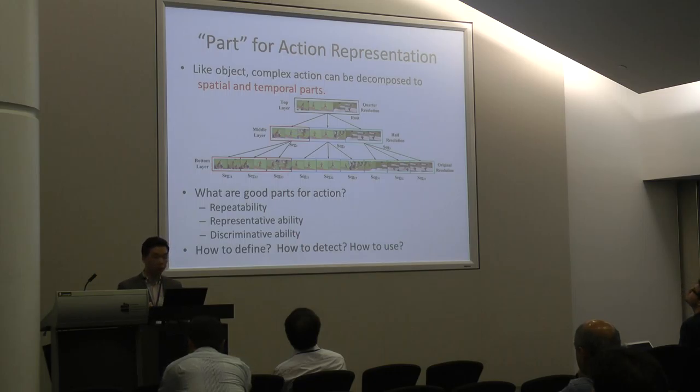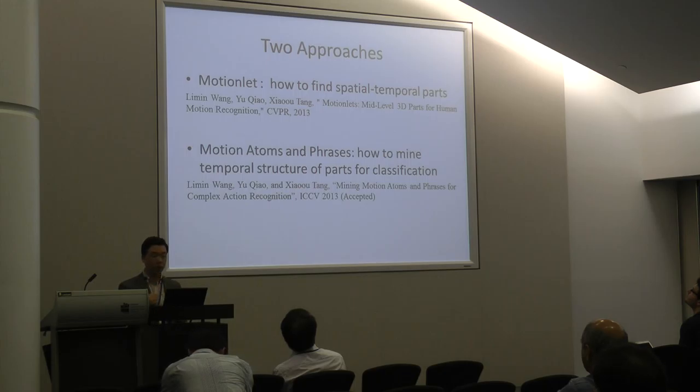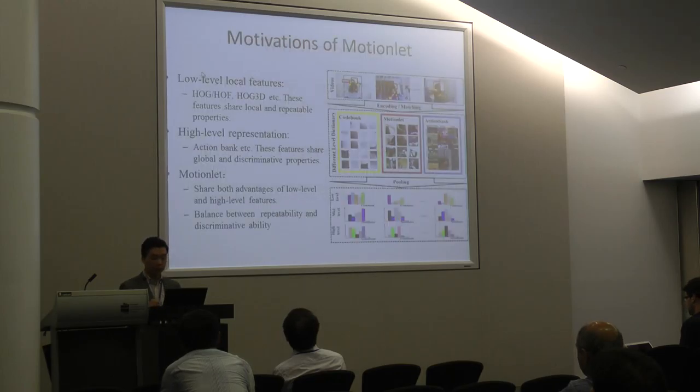So then we have three questions to solve: how to define and use them. Actually, we have two approaches here. One is the motion lite. In the motion lite, we only try to find the special temporal part. Then in the second approach, we not only find the temporal part but also mine the temporal structure, which means we use different parts, called motion atom and motion grid. We also noticed there are some similar papers, like the ICCV paper here, which is quite similar to motion lite.